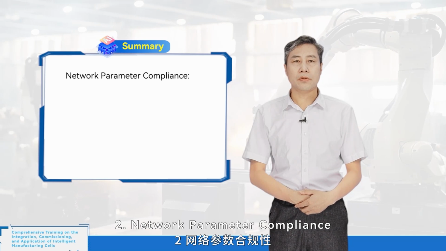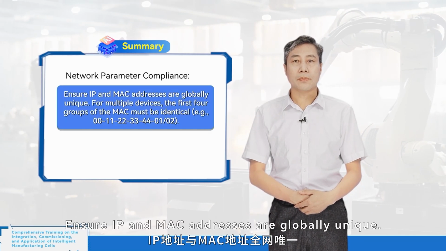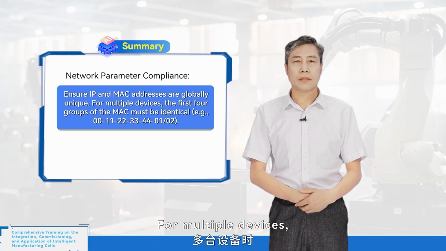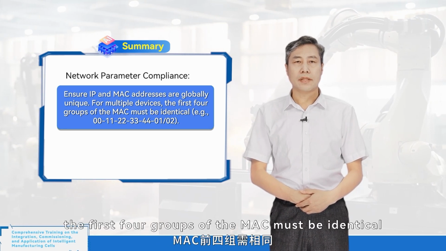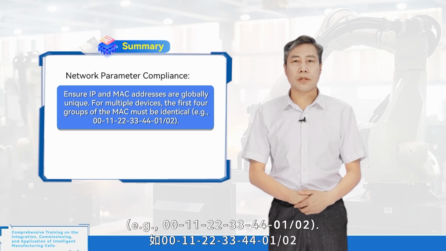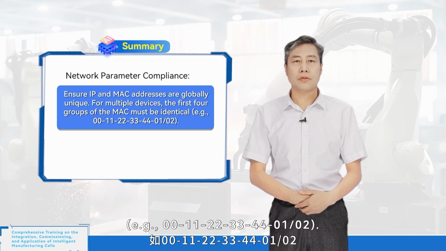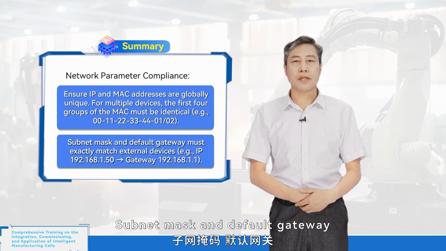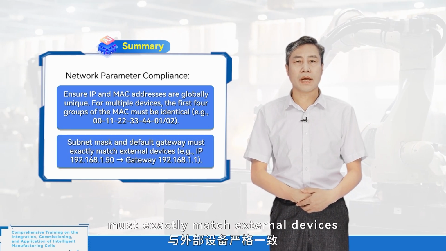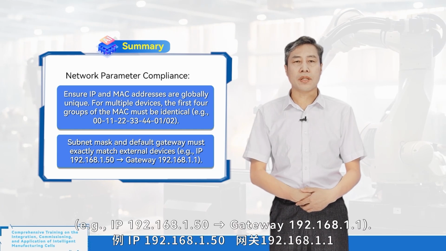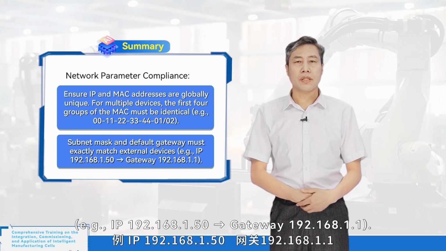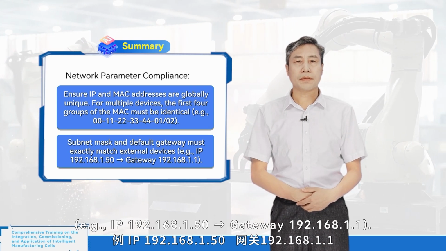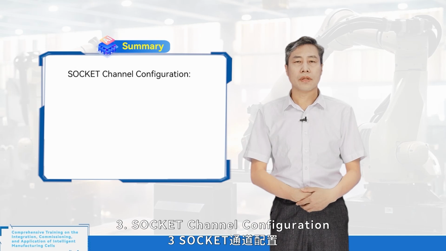2. Network parameter compliance. Ensure IP and MAC addresses are globally unique. For multiple devices, the first 4 groups of the MAC must be identical, e.g. 0011 2233 4401 02. Subnet mask and default gateway must exactly match external devices, e.g. IP 192.168.1.50, gateway 192.168.1.1.